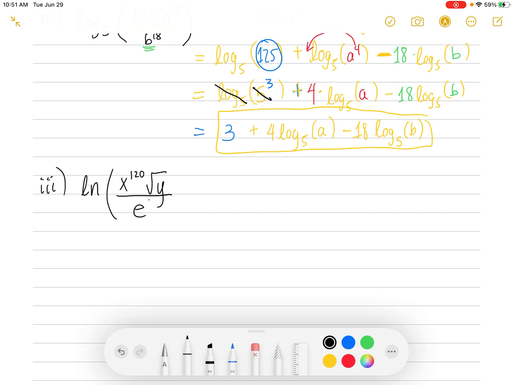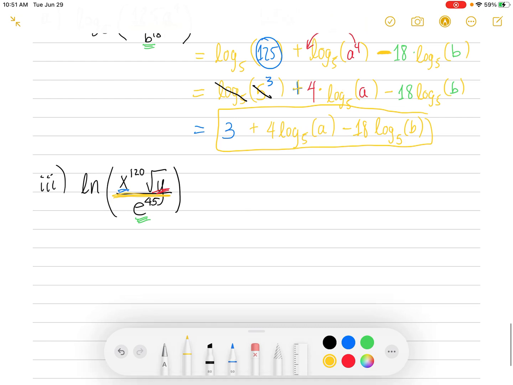All right, number 3. So these are a little tricky. Let's say we have the natural log of x to the 120 times the square root of y over e to the 45. So within the argument, I'm going to call x to the 120 blue. I'm going to call the square root of y red. And on bottom, I'm going to call e to the 45 green.